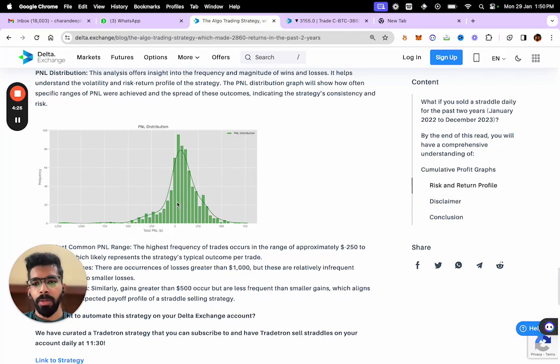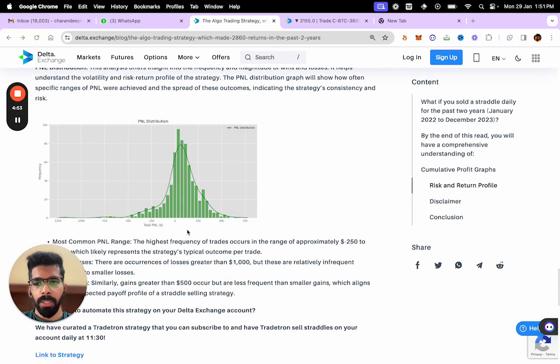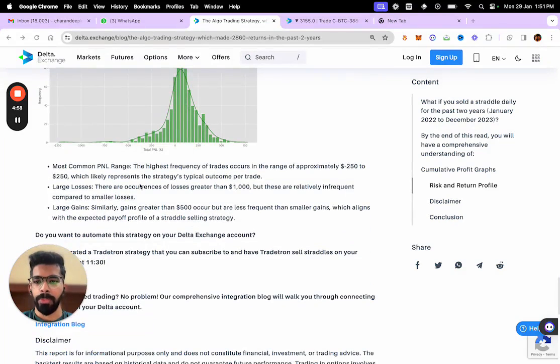So mainly all of the numbers are concentrated around the zero mark since this is an option selling strategy, and most of the returns will be around the zero mark. Also, they are skewed towards the positive side since option selling has a positive skew by default. So this strategy has a positive skew by default. Most of the profits are higher than zero, and also most of the trades are profitable. And most of the metrics lie between the minus 250 to the plus 250 range.